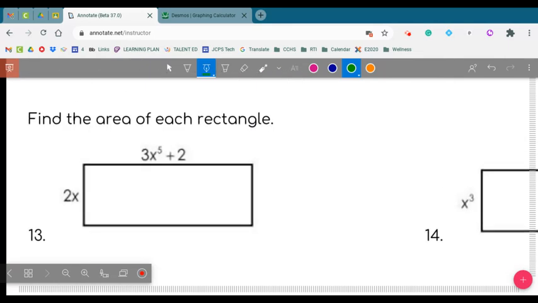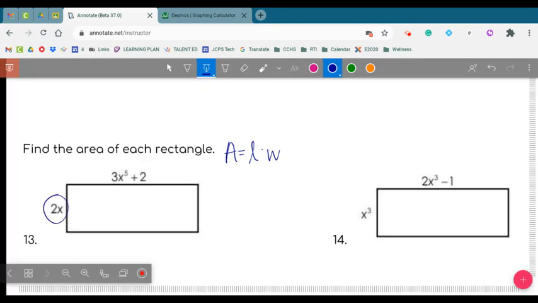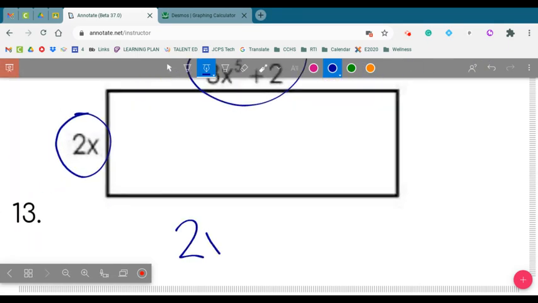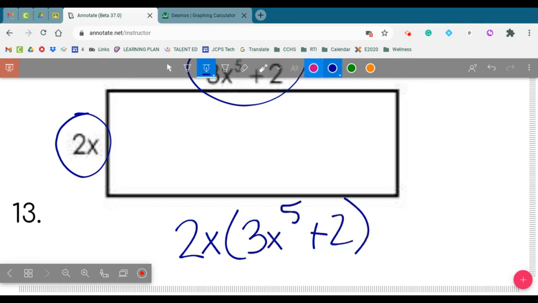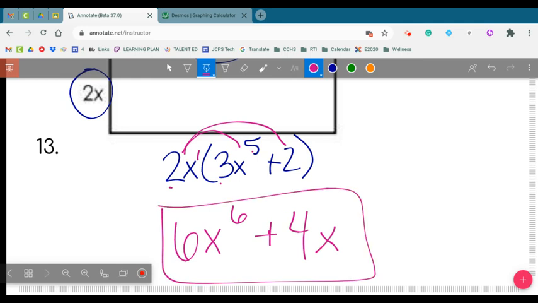Okay, we have to find the area of the rectangle. So just to review, to find area, we do our length times our width. So on both of these, we're given our width and we're given our length. So we're just going to multiply. So you're basically going to set them up like you had above. So we're going to have 2x times 3x to the 5th plus 2. So I'm going to do 2x times 3x to the 5th. So 2 times 3 is 6. Then you have your x. You have x to the 1st and x to the 5th. So you add them to get 6. And then 2 times 2 is going to give me a positive 4. And then you have your x that you just bring. So that would be my area.